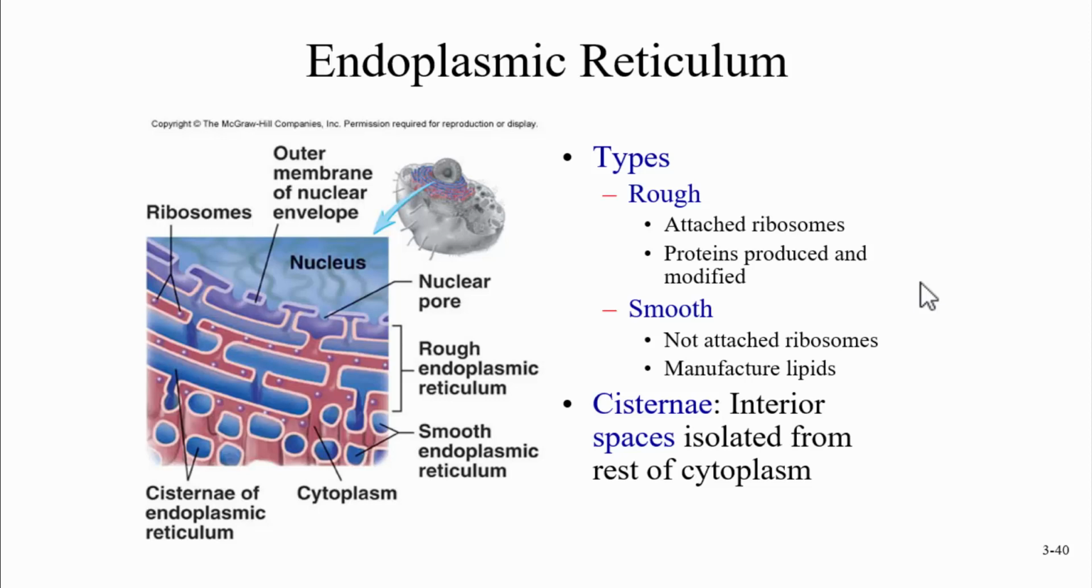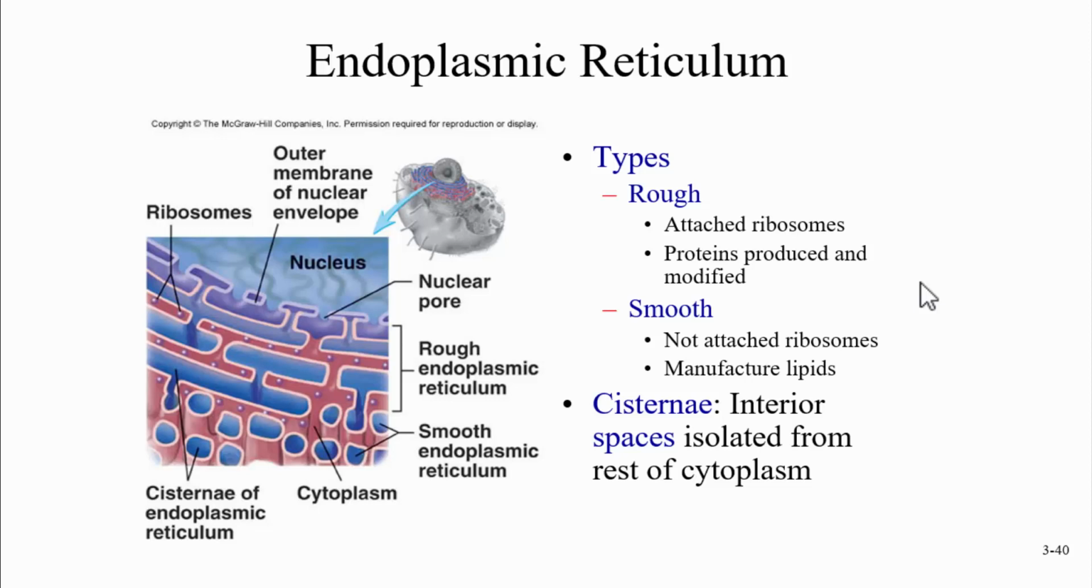How do you know that? You should have known that even before I came to this. I should have asked you what the function of rough endoplasmic reticulum was. Because since there's ribosomes attached to it, we know that proteins are made by ribosomes. So if the rough endoplasmic reticulum has ribosomes attached to it, then we know that it's a protein factory, right?